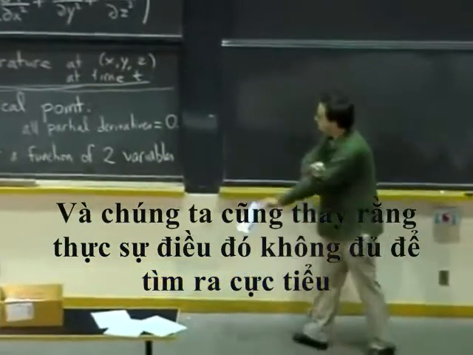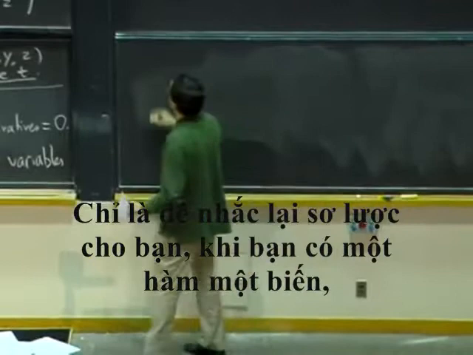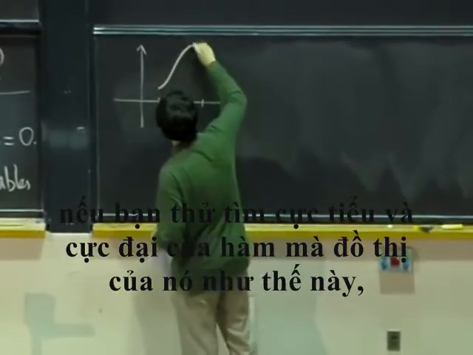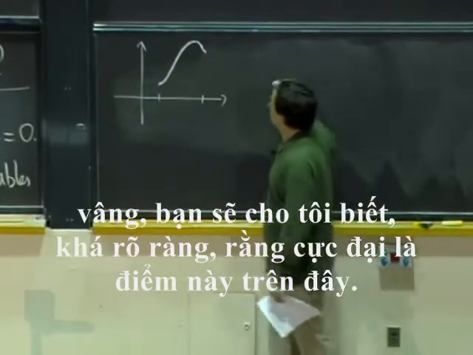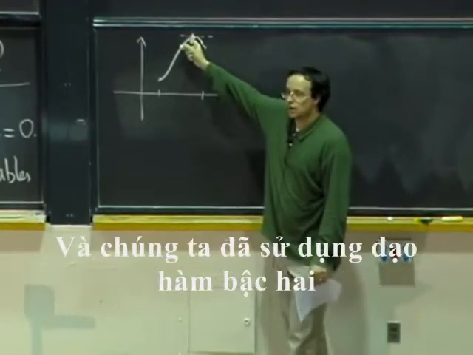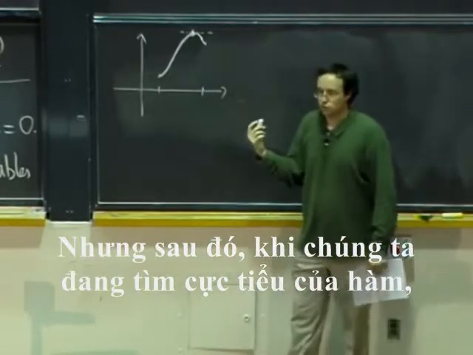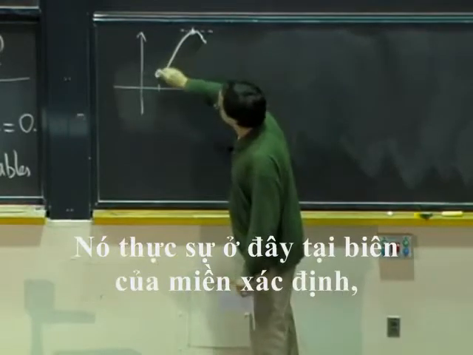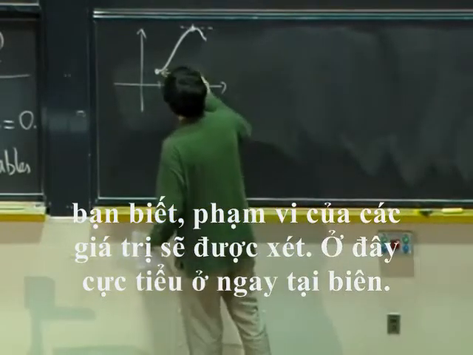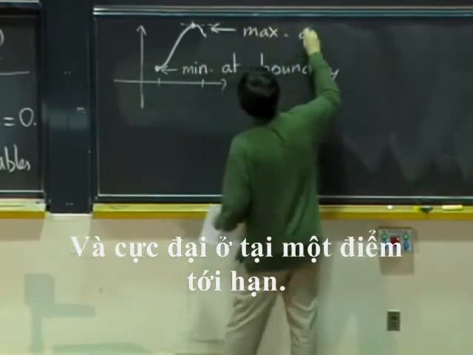And we've also seen that that's not enough to find the minimum or the maximum of a function, because the minimum or the maximum could occur on the boundary. Just to give you a small reminder, when you have a function of one variable and you're trying to find the minimum and the maximum of, say, a function whose graph looks like this, you're going to tell me quite obviously that the maximum is this point up here, and that's a point where the first derivative is 0. That's a critical point. And we use the second derivative to see that this critical point is a local maximum. But when we're looking for the minimum of the function, it's not at a critical point. It's actually here at the boundary of the domain, the range of values that we're going to consider. So here, the minimum is at the boundary, and the maximum is at a critical point.